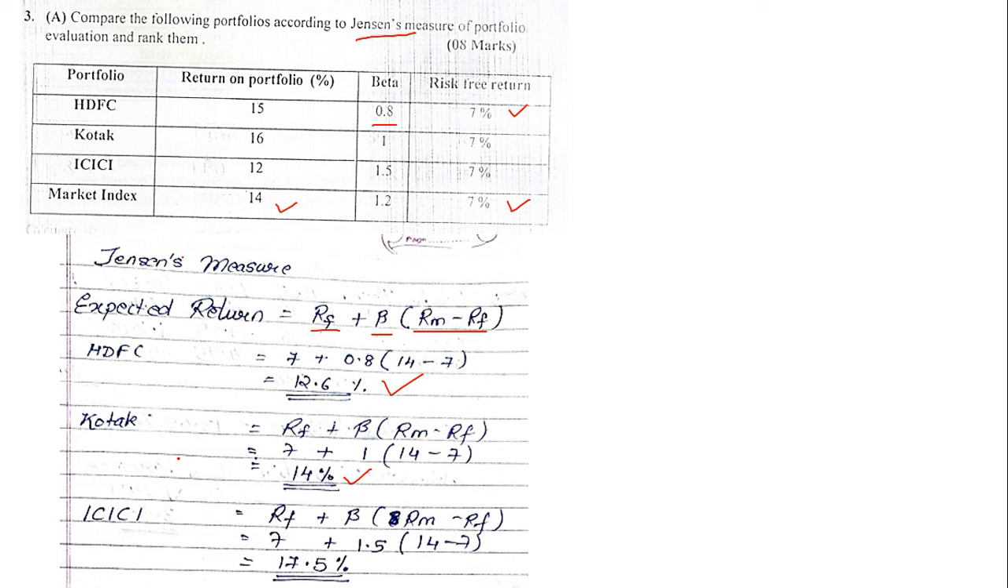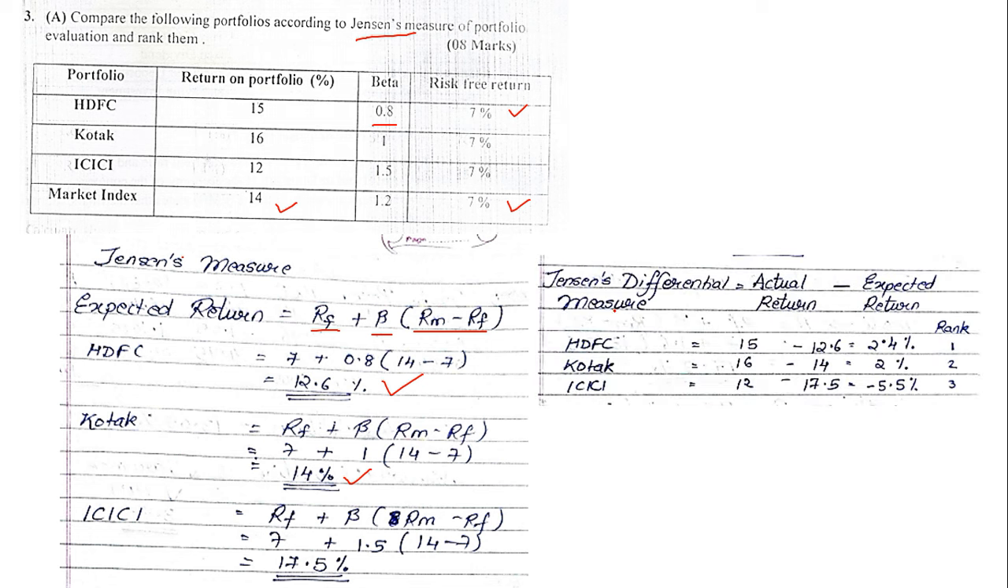This is as per the CAPM method. This formula is similar to CAPM. The only thing which distinguishes Jensen is the next part. So the Jensen differential measure is equal to the actual return minus the expected return. Actual returns were 15, 16 and 12, so we have written here 15, 16, 12. The expected returns were 12.6, 14 and 17.5. So we subtract: 15 minus 12.6, 16 minus 14 and 12 minus 17.5. In that case we got 2.4, 2 and negative 5.5 as returns.